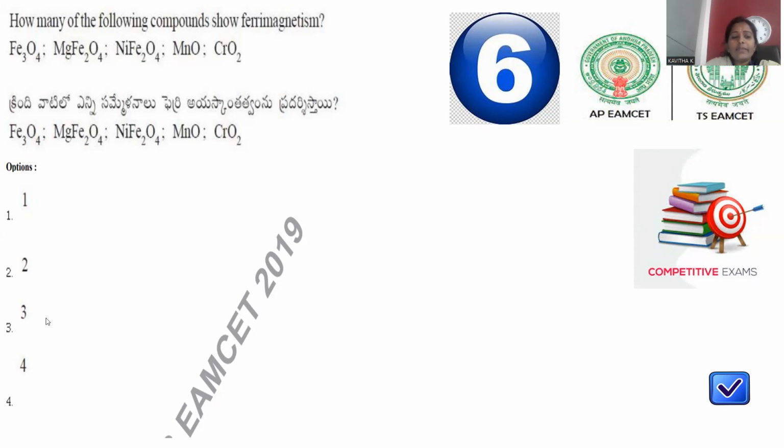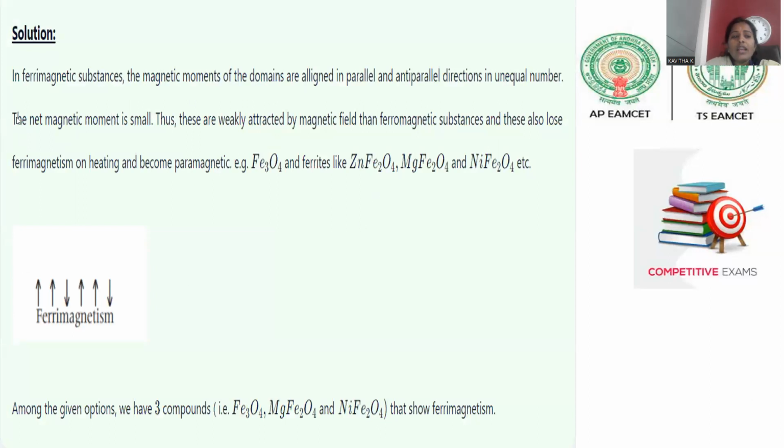Okay, the correct answer will be 3. How can we say 3? Let's see. The net magnetic moment is small. The net magnetic moment is not becoming zero, rather it is infinitesimal. That means a very little amount of magnetic moment will be there. Compensation will not be there, right? Because it is unequal in number. Thus, weakly attracted by the magnetic field. Being the magnetic moment is less, their attractive force towards the magnet will be less than the ferromagnetic. Ferromagnetic substances have the highest strength, but ferrimagnetic have the lowest strength towards the magnetic field.